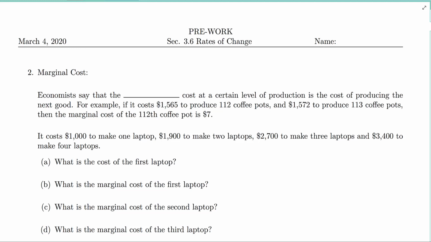So folks, on the last page we looked at some of the motion applications of the derivative, and to do that we had to get the terminology of velocity versus speed, as well as distance versus displacement. Now we're setting ourselves up to look at some other applications of the derivative, and specifically we want to look at something in economics called marginal cost. So economists say that the marginal cost at a certain level of production is the cost of producing the next good. So that's the term marginal cost.